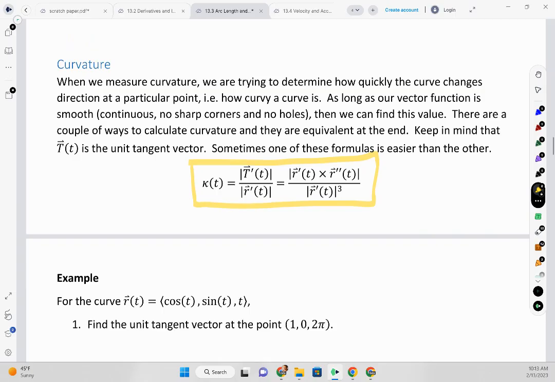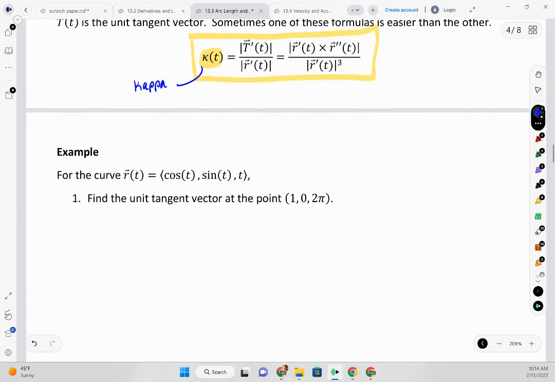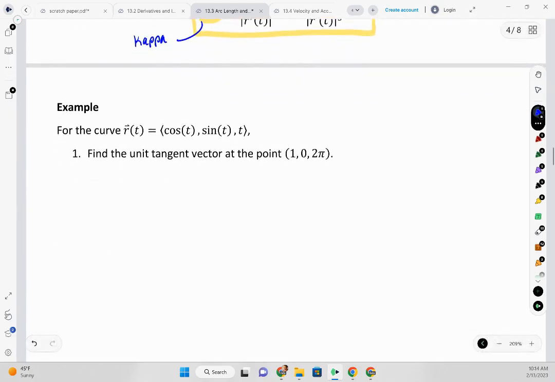All right, so now that we have this formula, we'll try to use it. So the K of t, it's not actually K, it's kappa. So kappa of t is going to equal the magnitude of T prime over the magnitude of r prime. That's one way to calculate it. Another way is the magnitude of the cross product of r prime and r double prime over the magnitude of r prime all cubed. So we have a couple of different ways that we could look at this, and we'll try one of each. All right, in this next example, we're going to tie a few things together.